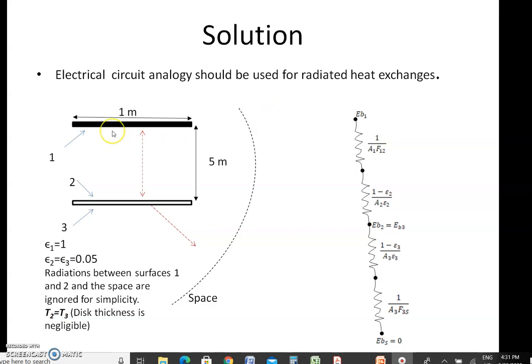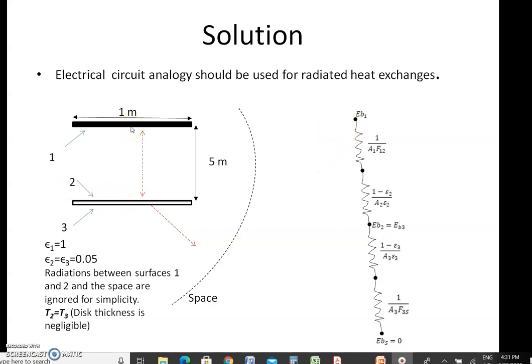For the black body, I assume the emissivity is 1, and for the white painted disk, I assume the emissivity is 0.05. Also, I assume the thickness is negligible, and as a result, there is no temperature gradient, and the temperature of both sides of this disk is the same.